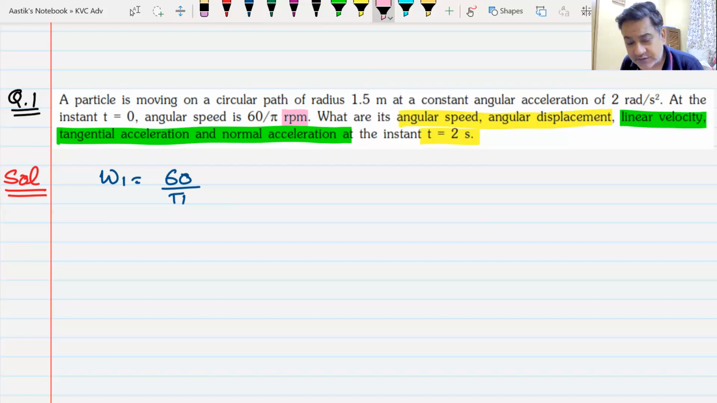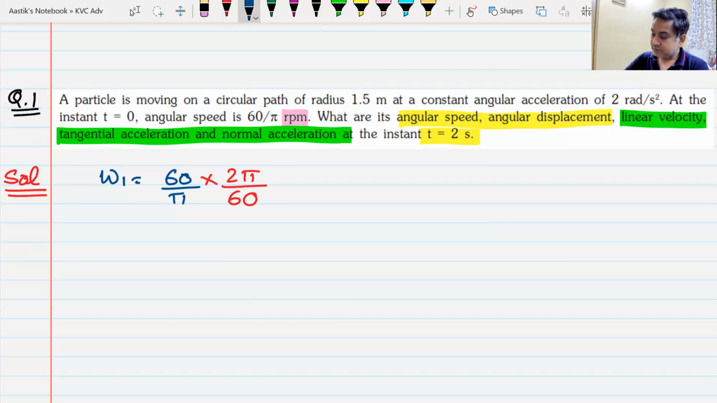To convert revolutions per minute into radians per second, we multiply it by 2 pi by 60. 1 revolution means 2 pi. 1 minute means 60 seconds. So you multiply by 2 pi and divide it by 60. So your answer becomes 2 rads per sec. To convert RPM into radians per second, multiply it by 2 pi by 60.